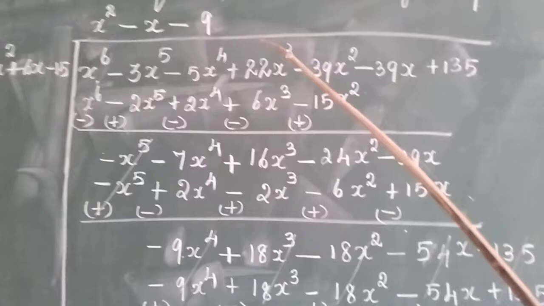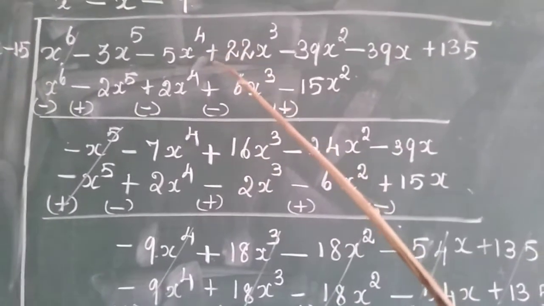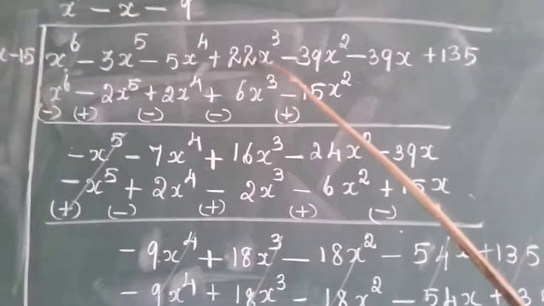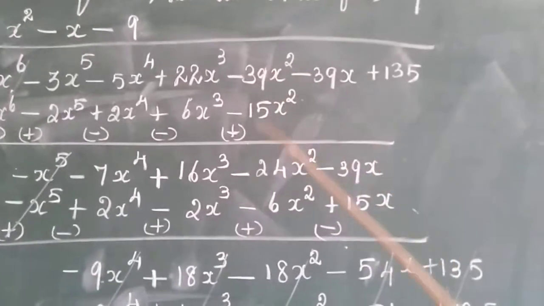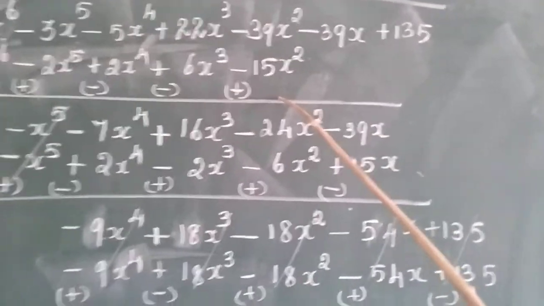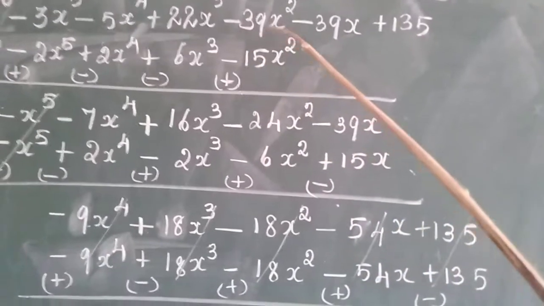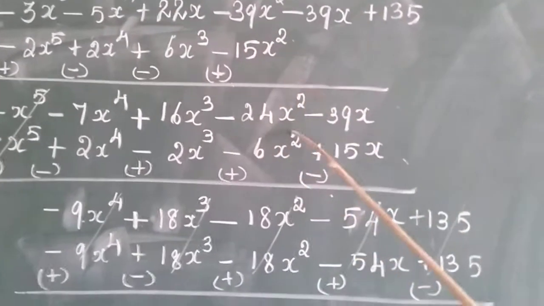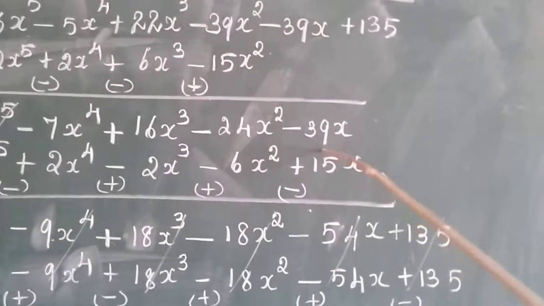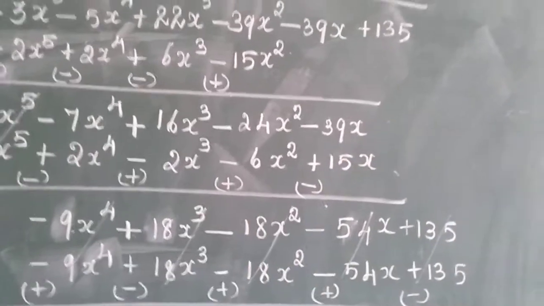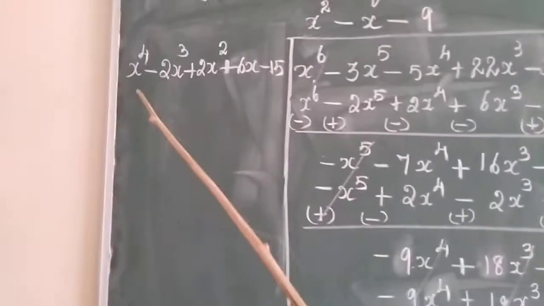Next, these two are having different signs, so we can subtract these two and put the larger number's sign. Here the larger number is having plus, so I put plus here. 22 minus 6 will become 16x cube. Here also both are having different signs. We have to subtract and put the larger number's sign. Here the larger number is having minus sign, so minus 39 minus 15 will become 24x square. Next we are bringing one term down, that is minus 39x. Next our aim is to get x power 5. But here only x power 4 is there.